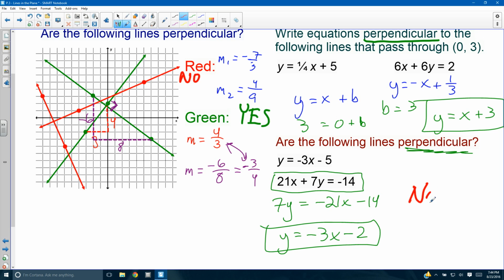If this was, which it's not, if this was positive 1/3 x minus 2, then yes, these would be perpendicular because opposite reciprocal. Remember, -3 is -3/1. Here's positive 1/3. But that was not the case. It looked like this. Answer is no.